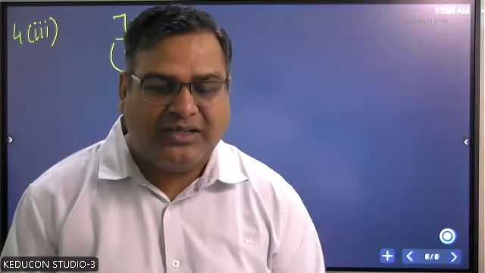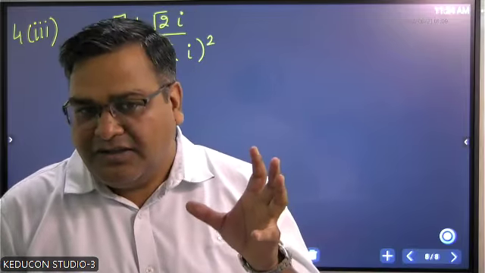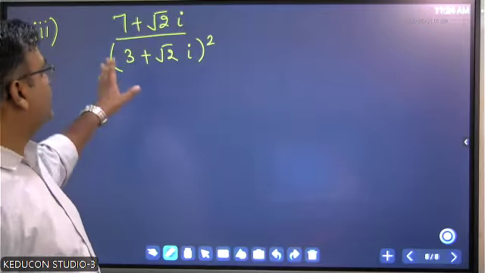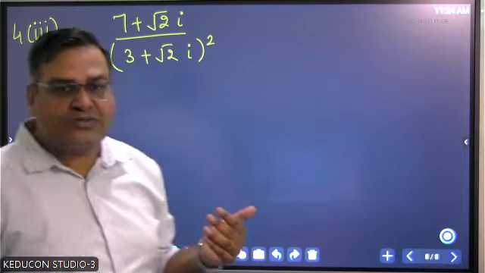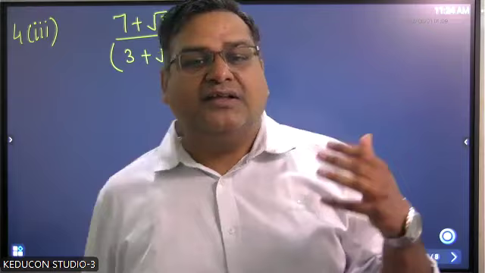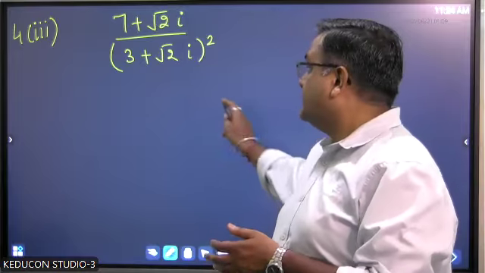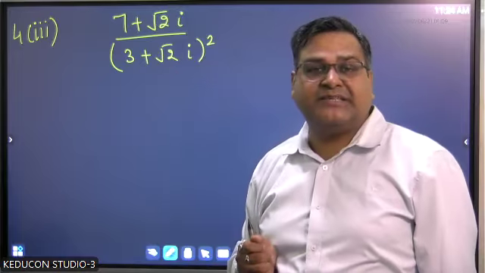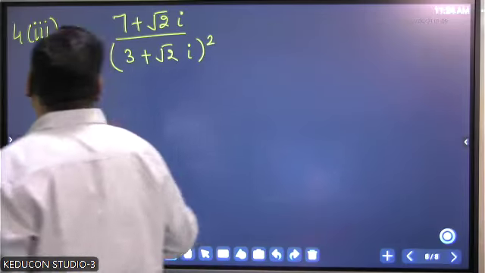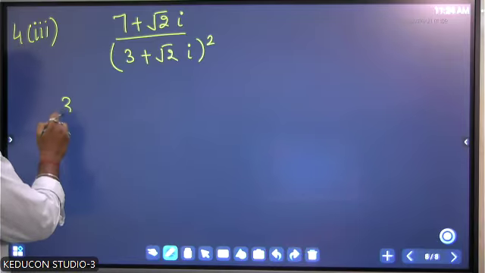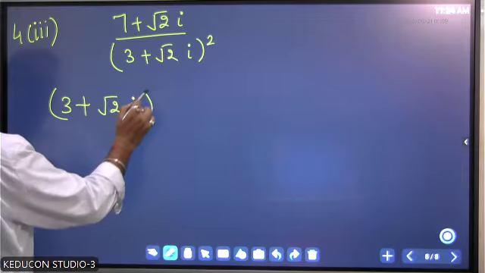There is a rule in complex numbers: whenever you have an imaginary part, the a plus iota b form, or a term with iota in the denominator, first of all you have to remove iota from the denominator. What is the meaning? Let's say here the term is there, so you have to rationalize it. First of all, it is a square, so we'll first solve this separately, students.